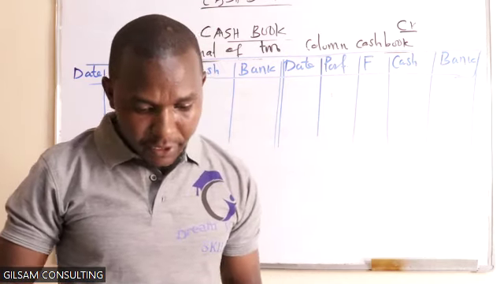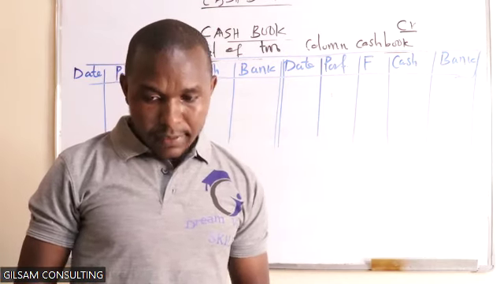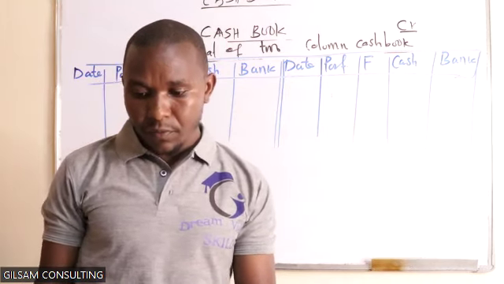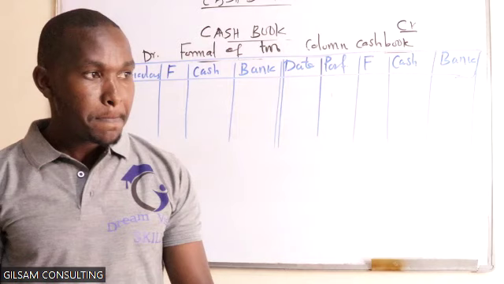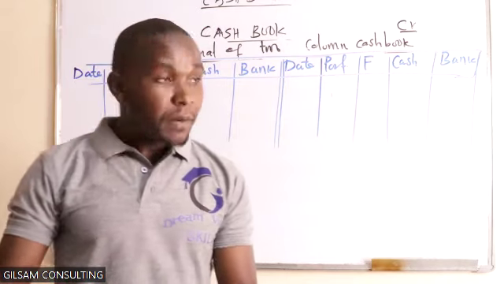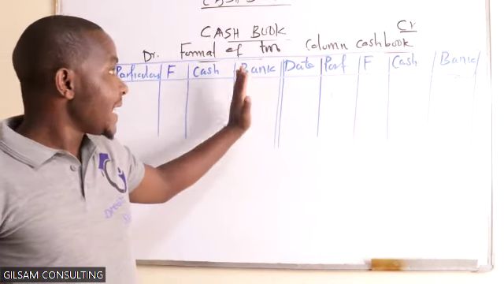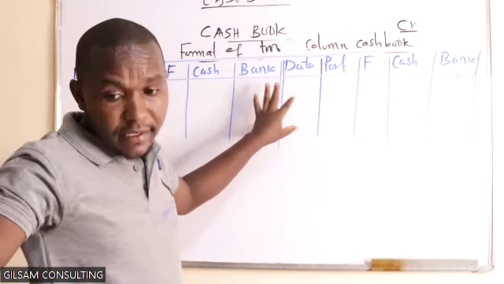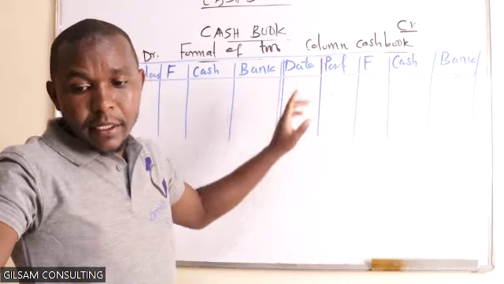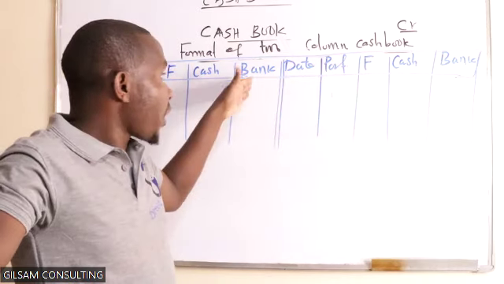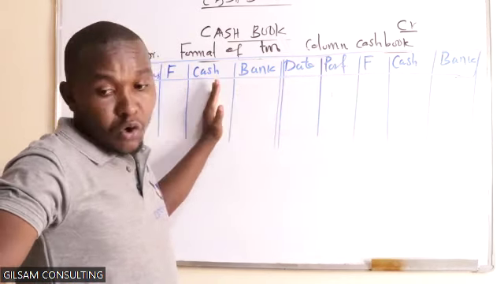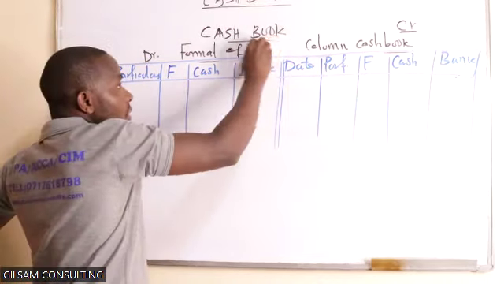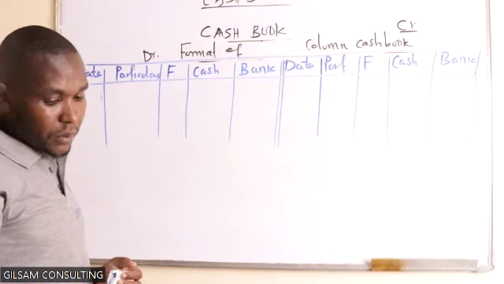So after we have written that, we move to the three-column cash book. The three-column cash book is the same as this. It's only that we introduce a new column. Let's go to the three-column cash book.